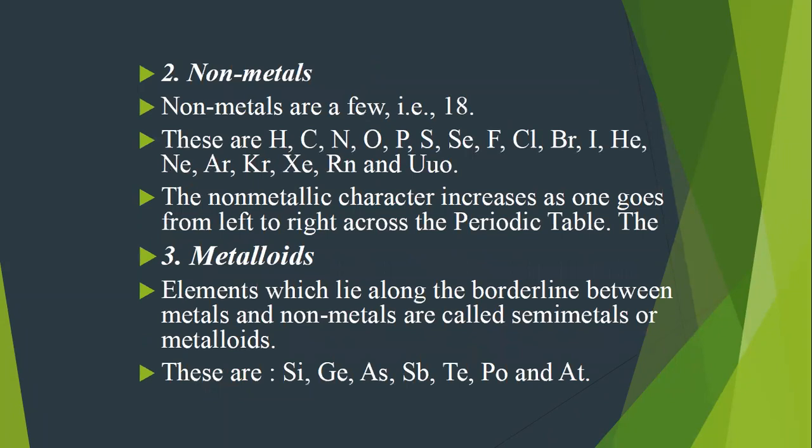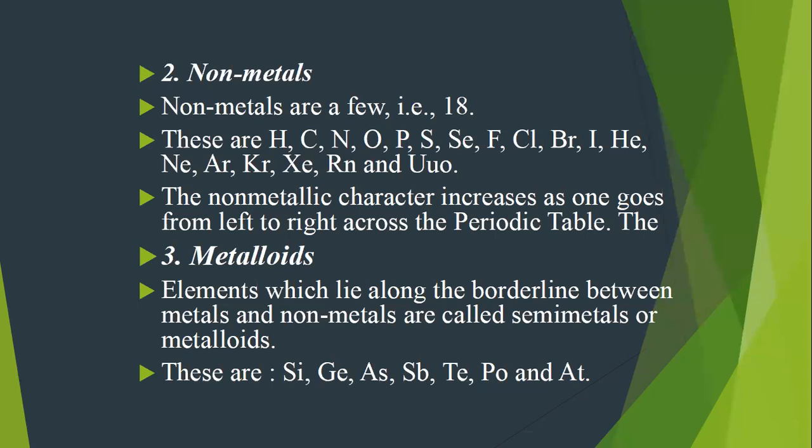All right. Non-metals. Non-metals are few, specifically 18 in total in the periodic table. Hydrogen is considered among them, because it can react with metals and non-metals both. Okay, so carbon, nitrogen, oxygen, phosphorus, sulfur, now these are all non-metals and so on. So non-metallic character increases as one goes from left to right across the period.